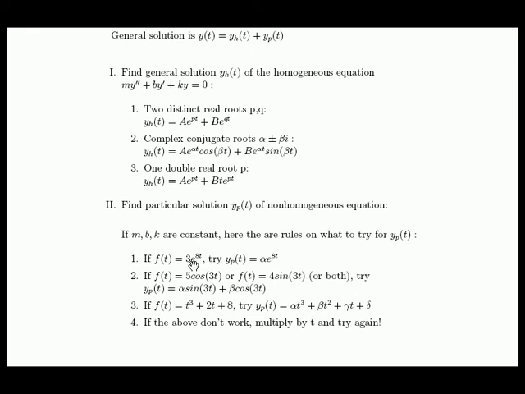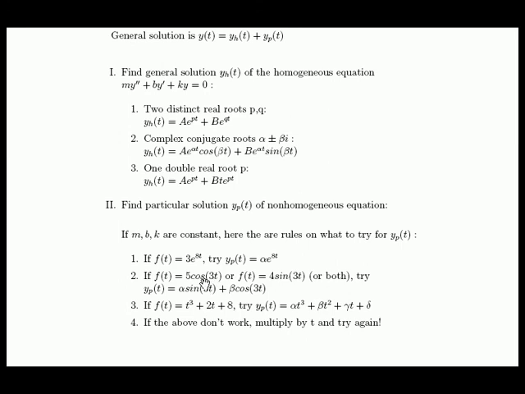So if the right-hand side is an exponential e to the something t, you try e to the something t times alpha, and you plug it in, and you see what alpha needs to be to make that work. If the right-hand side is a cosine or a sine or both, and in this example I've assumed that its frequency is 3, but of course that can be anything.